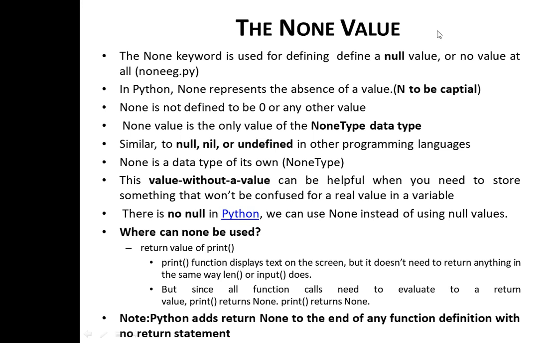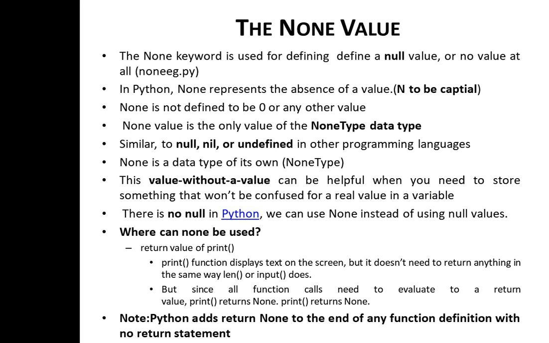So none is a keyword which is used instead of null in Python, where it denotes no value, not even 0. And very important, remember, as we have seen different data types earlier, integer, string, double, float, there is one more data type called NoneType. So that means this value none is of the data type NoneType. Very important, none value is the only value in Python which is of the NoneType data type. Remember this. So this is similar to null, nil, undefined in other programming languages. Basically, none means a value without a value.